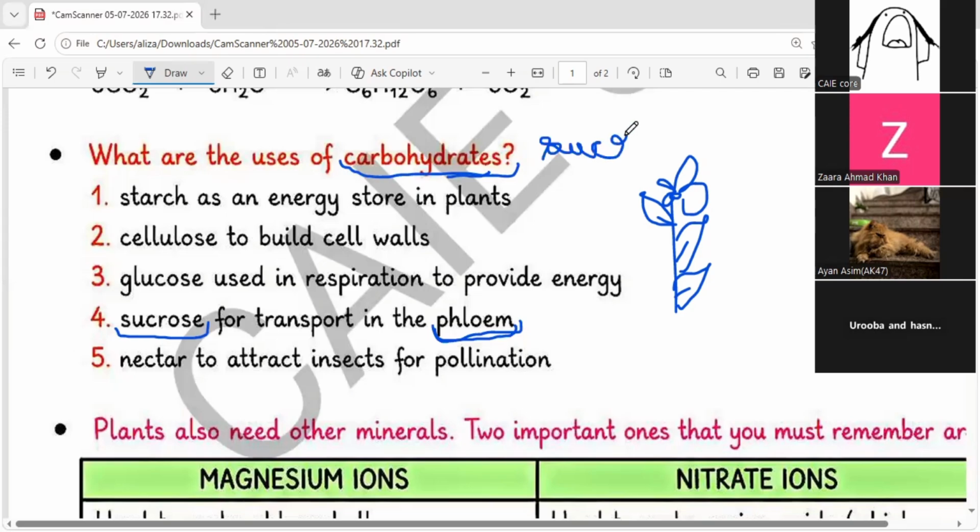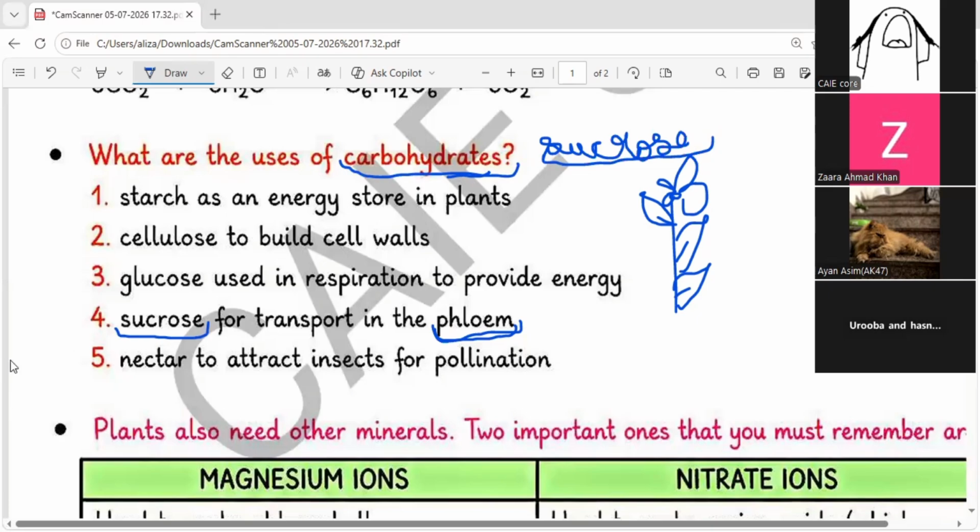Why not in the form of glucose? Because again, glucose is very highly reactive. It will react in the reactions as it is passing through, and it is very soluble. It might dissolve in anything, whereas sucrose is a better option. So sucrose is used for the transport in the phloem, which is another use of your carbohydrate.